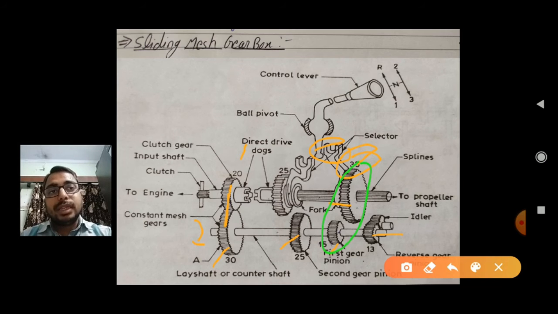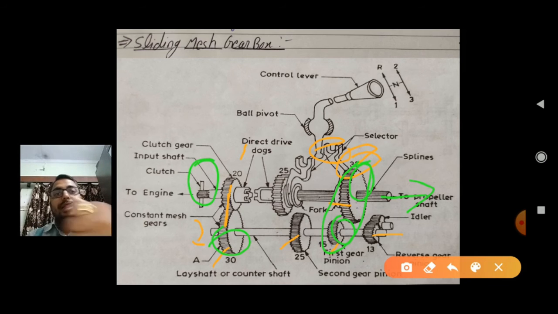This shaft provides rotation to this lead shaft, and this lead shaft provides rotation to this gear. When the gear which has 35 teeth is rotated, the propeller shaft is rotated, and the propeller shaft gives power to the wheels. So this is the type of shifting of gear when you apply first gear.